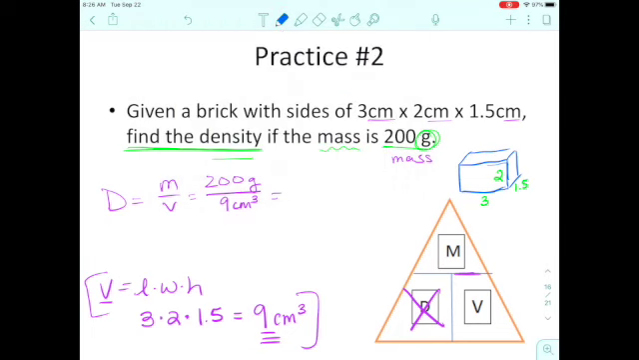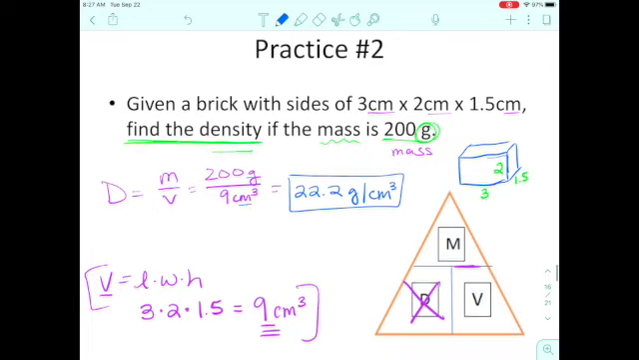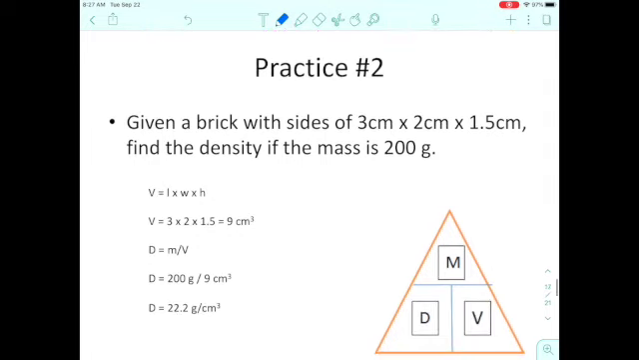That's how that goes. Okay, so 200 divided by 9 is going to be 22.2. The 2 repeats, you can just round it off at 1 decimal. Grams divided by centimeter cubed. Okay, because it's grams over centimeter cubed. And then we can scroll down and check our work. Volume is that. Density is that. Good to go.